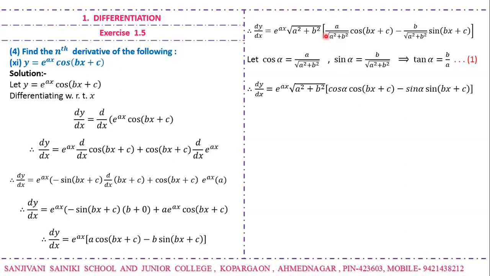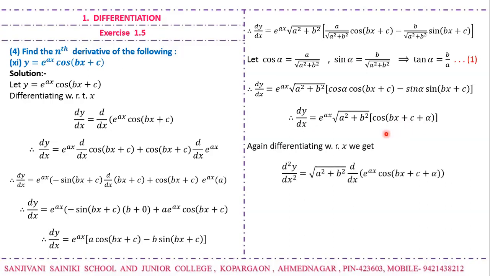Now the equation becomes cos alpha cos(bx plus c) minus sin alpha sin(bx plus c). So it is nothing but cos A cos B minus sin A sin B. So cos of (bx plus c plus alpha), that is cos(A plus B). Now this is only the first derivative we have obtained. Now again we will differentiate it with respect to x.